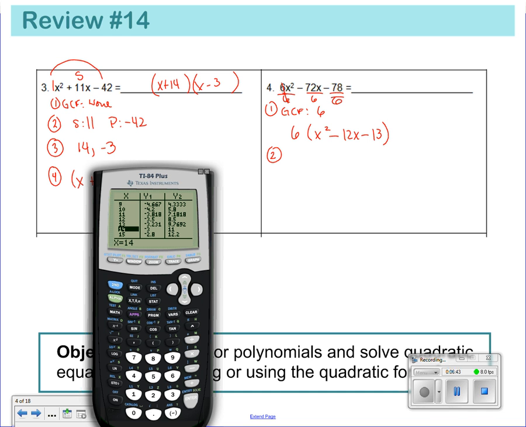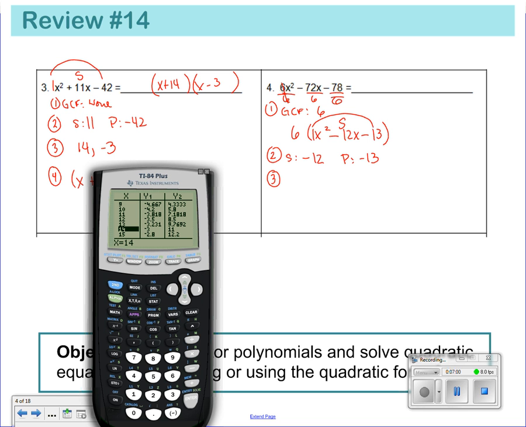Now I can find my sum and product. The sum is the number in front of the x. That's a negative 12. Take the sign with it. The product, I multiply the coefficient of the x squared, which is 1, times my last, negative 13. So 1 times negative 13 is negative 13.